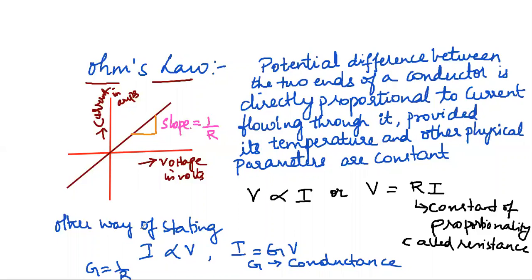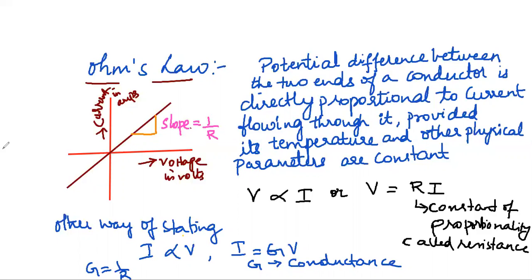In other words, we can also say that the current flowing through the circuit I is proportional to the potential difference between the two ends of the conductor. So when we remove the proportionality, I is equal to G into V, where G is the proportionality constant called conductance. Also, it is represented as the reciprocal of resistance. G is equal to 1 by R.